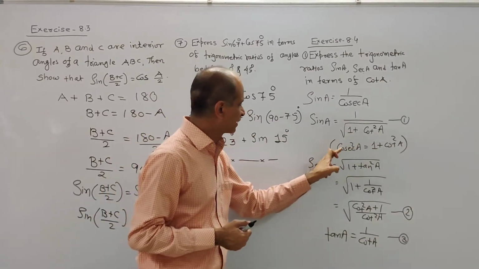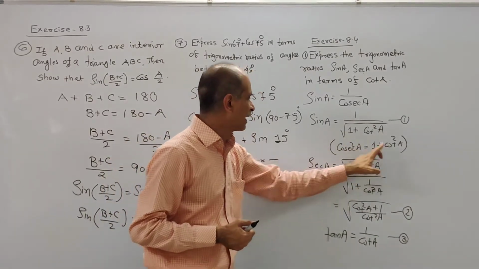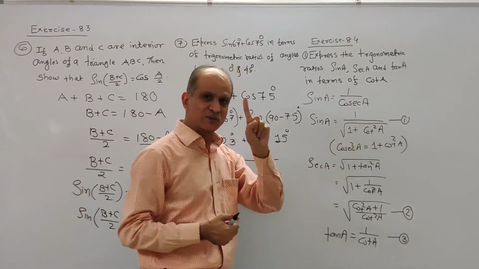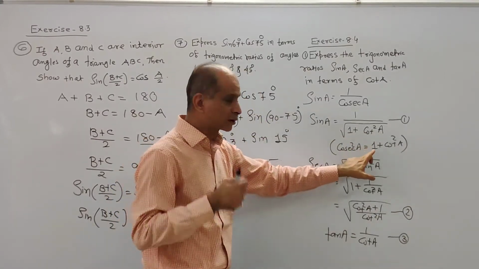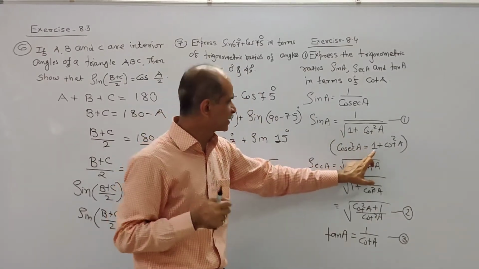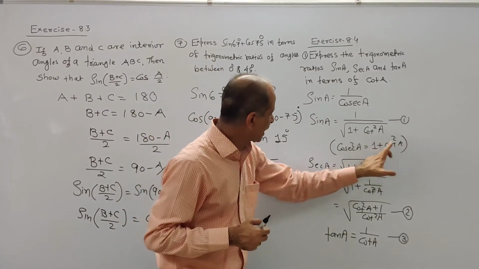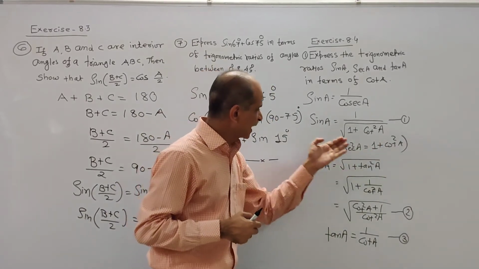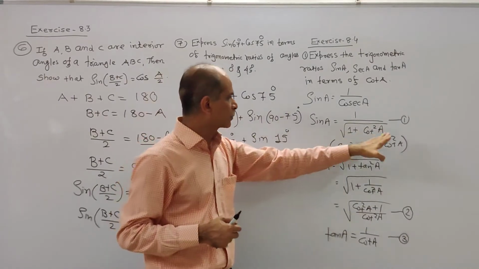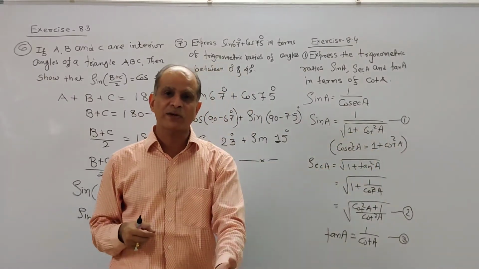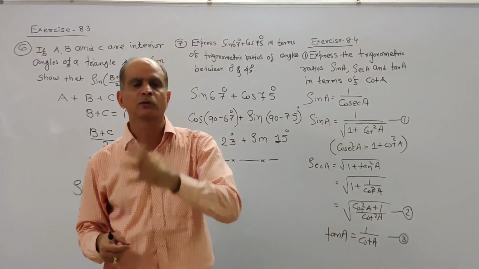Similarly, 1 plus cot square theta is equal to cosec square theta. Cosec square minus 1 is equal to cot square theta. Cosec square minus cot square is equal to 1. Similarly, the third fundamental identity is 1 plus tan square theta is equal to sec square theta. Sec square theta minus 1 is equal to tan square theta. Sec square theta minus tan square theta is equal to 1.